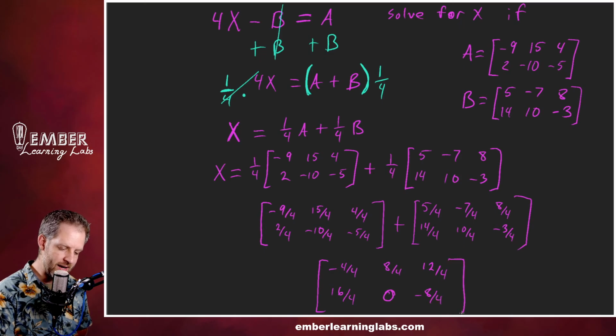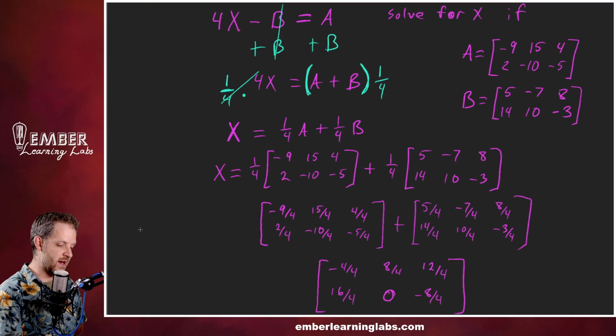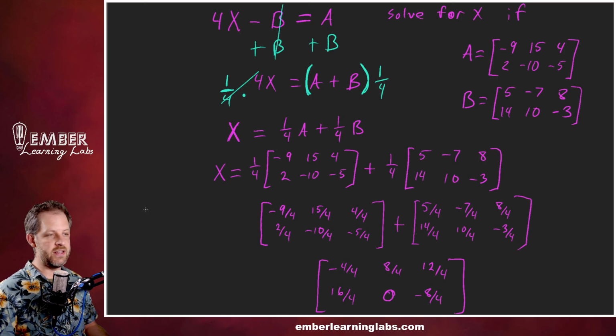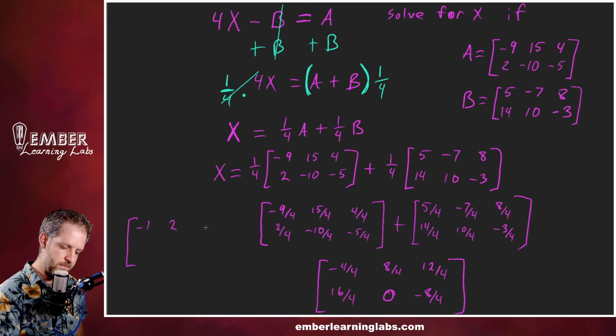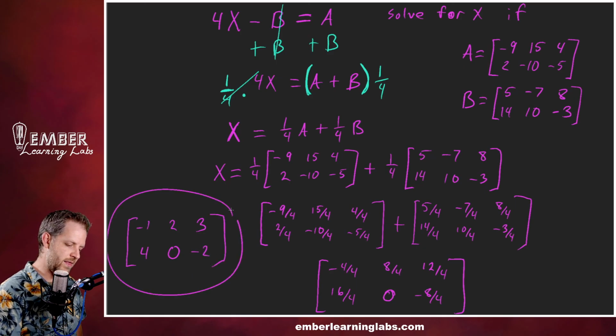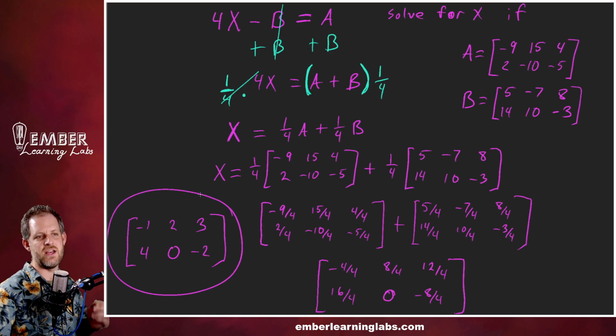So finally, we're going to reduce this guy out. I'm going to write it over here because that's the easiest space for me. My final answer, our final answer would be negative 1, 2, 3, 4, 0, negative 2. All right, there is our review of matrix operations.